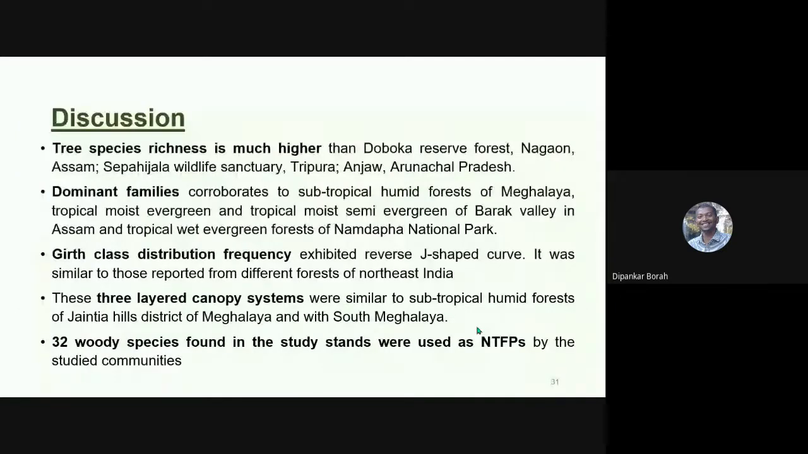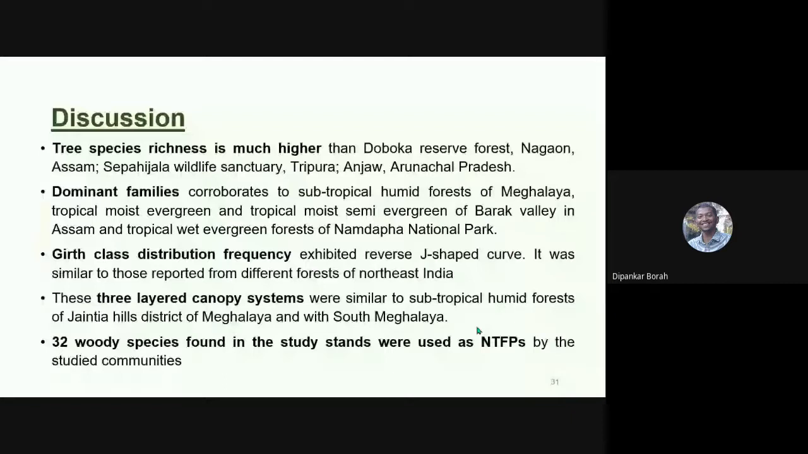The tree species richness is much higher than Doboka Reserve Forest of Assam, Sipahijala Wildlife Sanctuary of Tripura, and Anjaw district of Arunachal Pradesh. The dominant families corroborate the subtropical humid forest of Meghalaya and the tropical wet evergreen forest of Namdapha National Park. The GBH class frequency exhibited a reverse J-shaped curve. It was similar to those reported from other areas of Northeast India. The three-layered canopy system is also similar to Jaintia Hills district of Meghalaya.